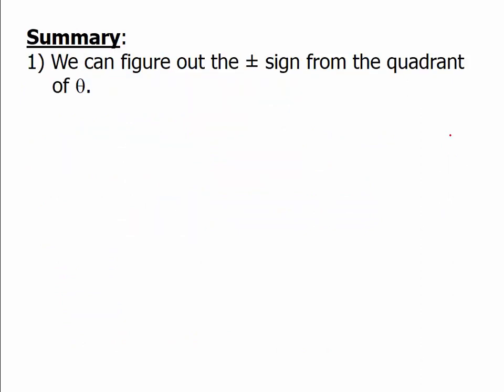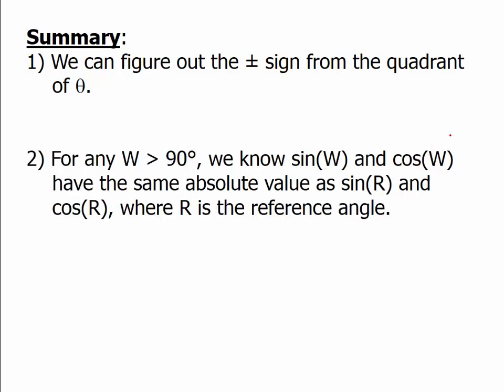In summary, we can figure out the positive or negative sign from the quadrant of the angle. For any angle greater than 90 degrees, we know that the sine and cosine of that angle will have the same absolute values as the sine of the reference angle and the cosine of the reference angle. And so we can figure out the little SOHCAHTOA of the reference angle. You could figure this out either from the properties of special triangles, or you might have to use the Pythagorean theorem as we used in the practice problem. But we can figure out everything in that acute triangle. And then we can adjust the positive or negative signs from the quadrant.